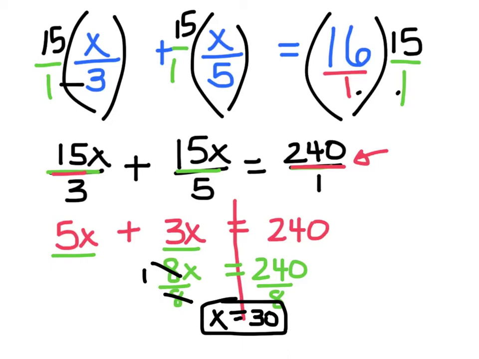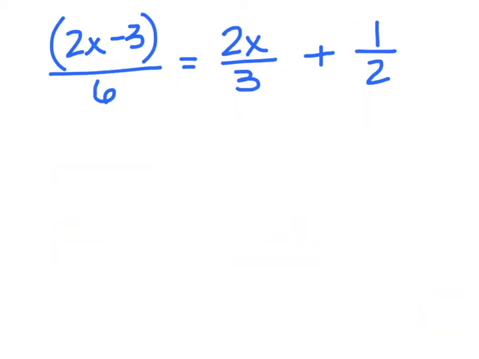All right, we're going to do another one. Before we do that, though, I'd like you to go ahead and in the top corner of your paper, put a little check mark. All right, here is our next problem. It says parentheses 2x minus 3 all over 6 equals 2x over 3 plus a half. So go ahead, push pause and write that one down.